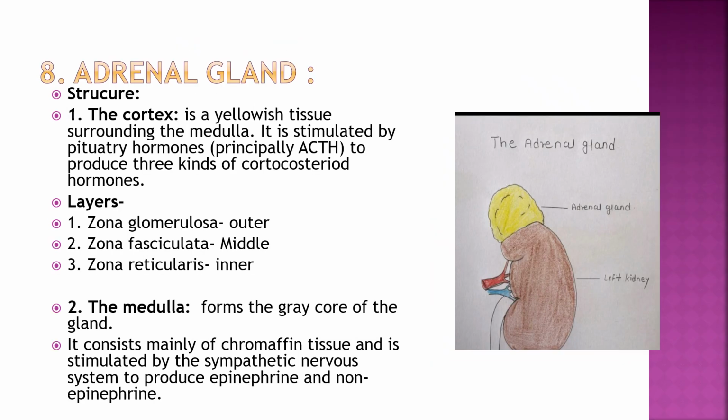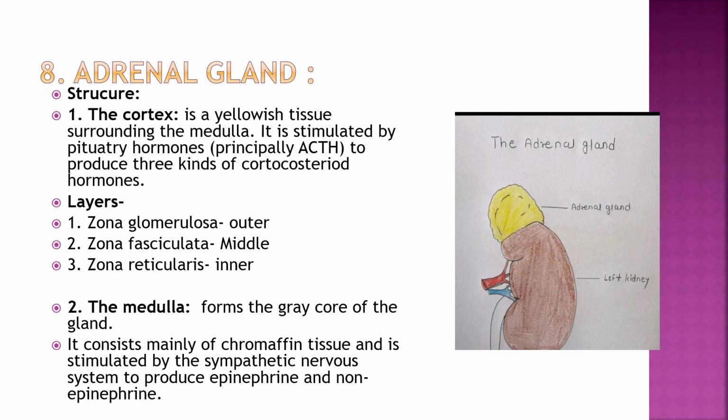So the structure of the adrenal gland has two parts, the outer cortex and the inner medulla. The cortex is a yellowish tissue surrounding the medulla, and it is stimulated by the pituitary hormone ACTH, adrenocorticotropic hormone, to produce the adrenal gland hormones. The layers of the cortex are three: the outer layer is called zona glomerulosa, the middle layer is zona fasciculata, and the innermost layer is zona reticularis.